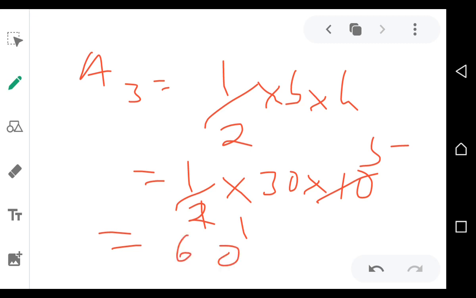30 times 5 is 150, not 60, sorry. 150. So it is equal to 150. Okay?